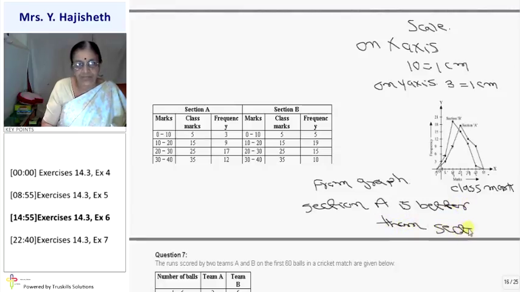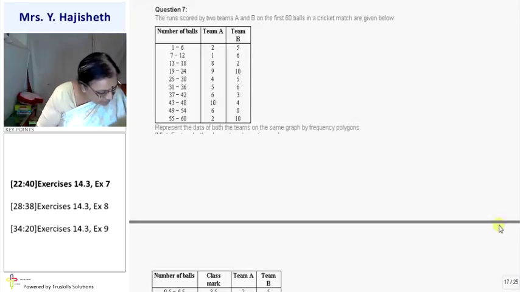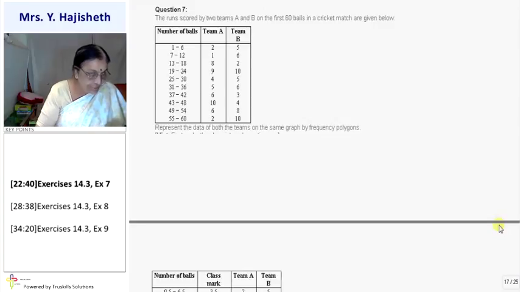The runs scored by two teams A and B on the first 60 balls in a cricket match are given below. Right? Number of balls 1 to 6: team A is making 2 runs. 7 to 12 balls, 1 run. 13 to 18 balls, 8 runs. 19 to 24, 9 runs. Okay? So you see the performance of team B.